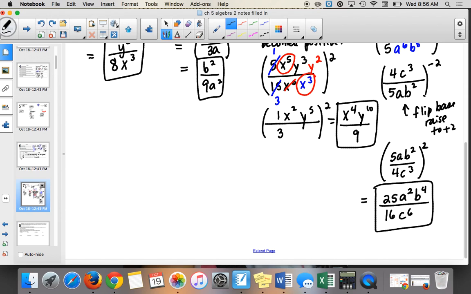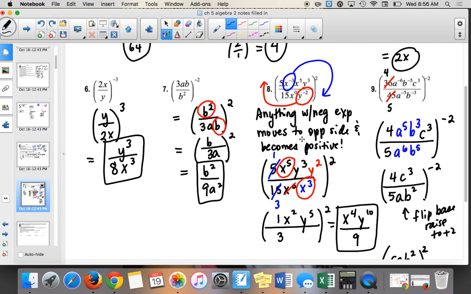Yeah? Mm-hmm. So when you were doing it last and then you were distributing the 2 into the b over 3a, why did you get 9a on the bottom? Wouldn't it be because, well, no, because from here I would think of it as b over 3a times b over 3a. Does that make sense? Yeah. So 3 times 3, yeah.